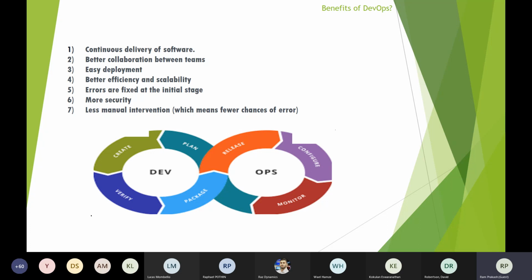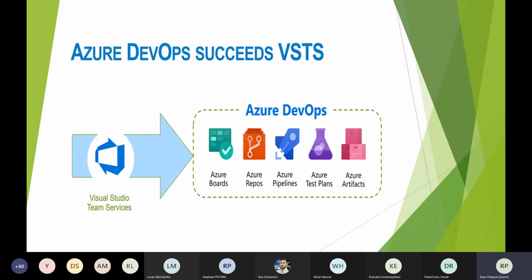So these are the small operations which I mentioned earlier in development and operations. What is the main difference? Create, plan, verification, and package are on the development side, and release, configure, and monitor are on the operations side. So these are the main benefits we have in the development environment for the benefits of DevOps.